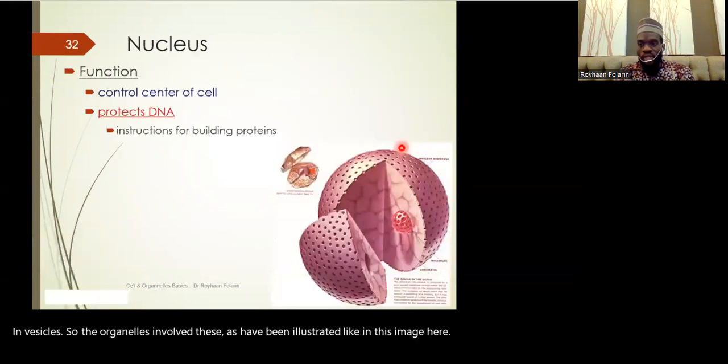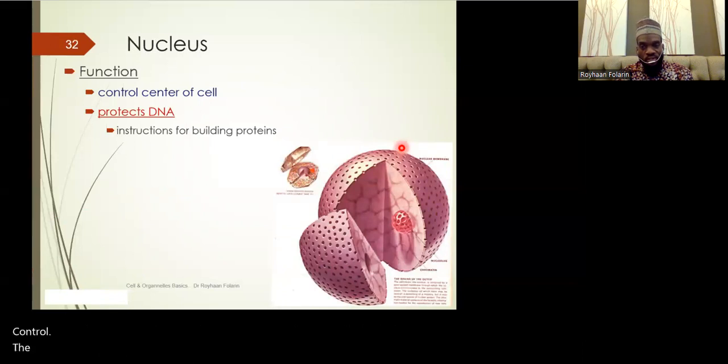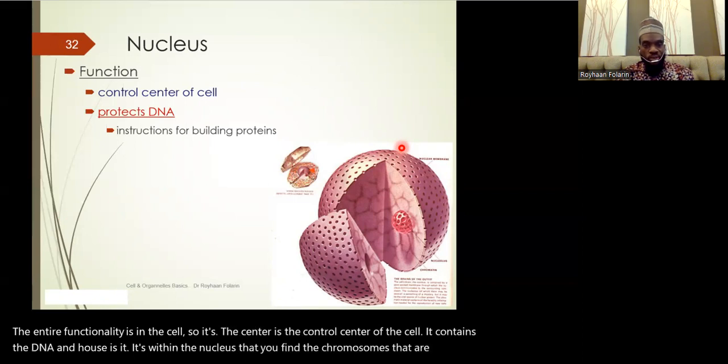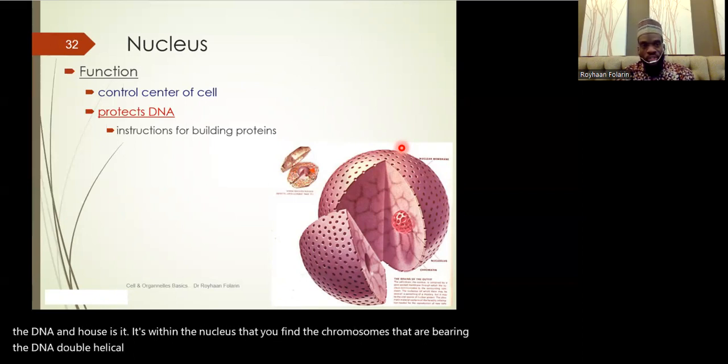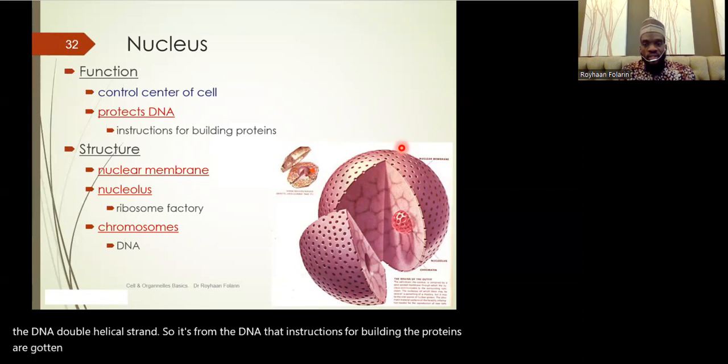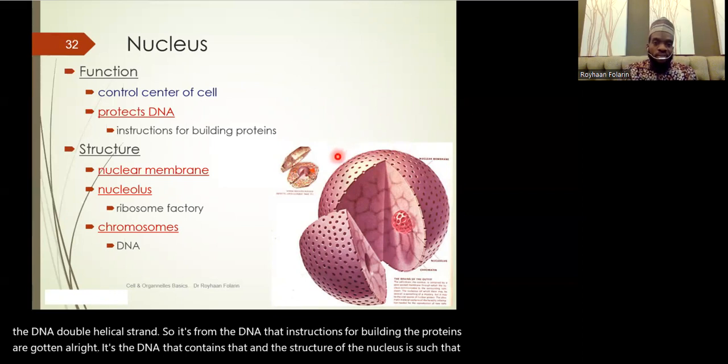Control the entire functionalities in the cell. So it's the control center of the cell. It contains the DNA and houses it. It's within the nucleus that you find the chromosomes that are bearing the DNA double helical strand. So it's from the DNA that instructions for building the proteins are gotten. All right, it's the DNA that contains that. And the structure of the nucleus is such that it is bounded by a membrane.